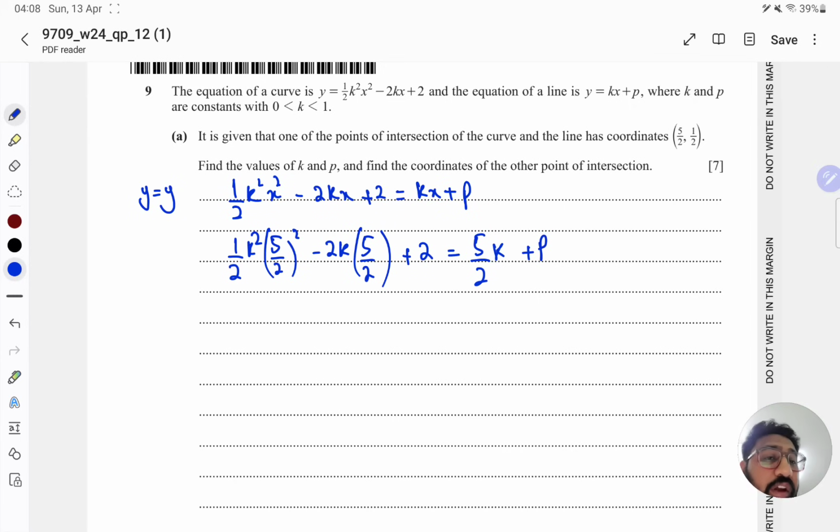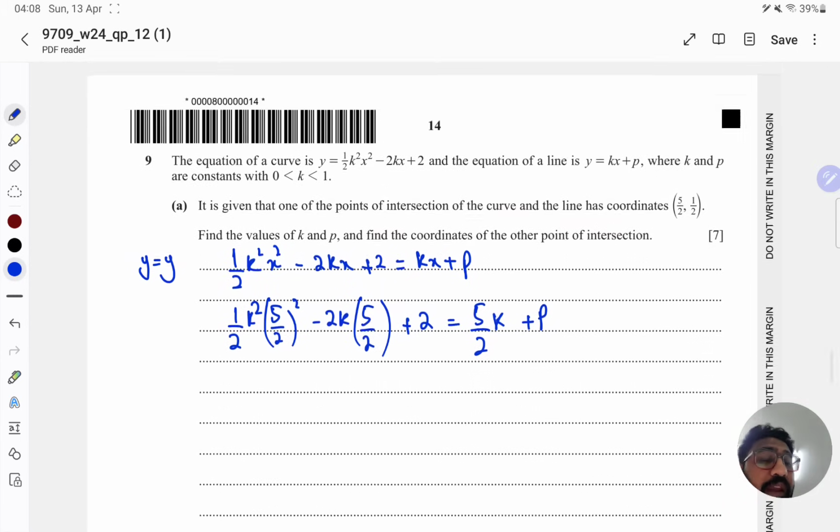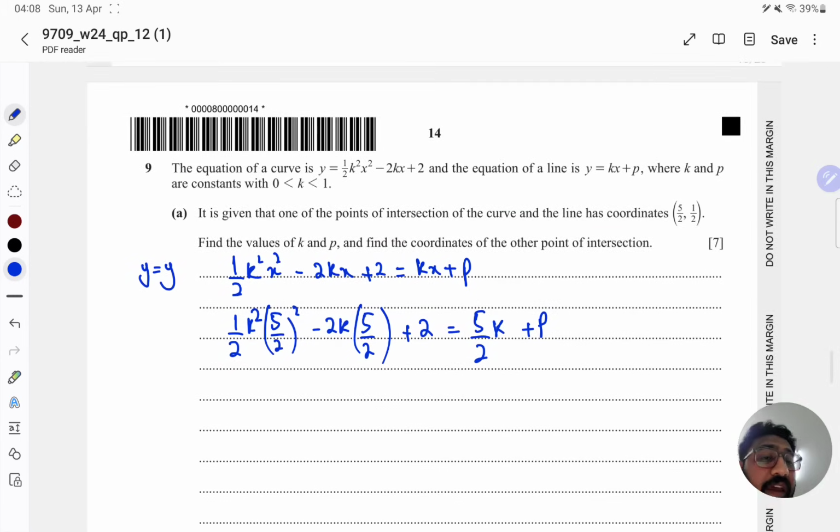And we can also find the value of p from here by substituting the value of y and x over here. The value of y is 1/2, and the value of x is 5/2. So basically p will be equal to 1/2 minus 5/2 k.